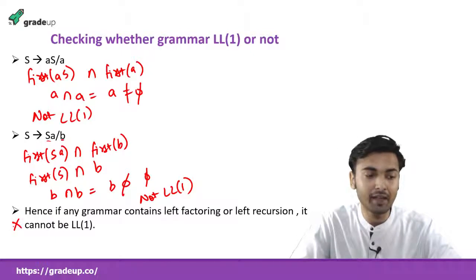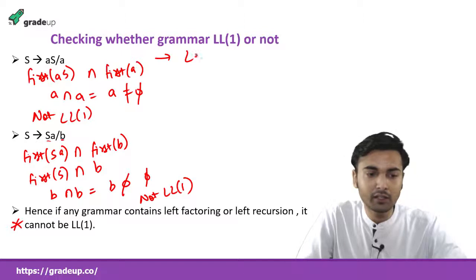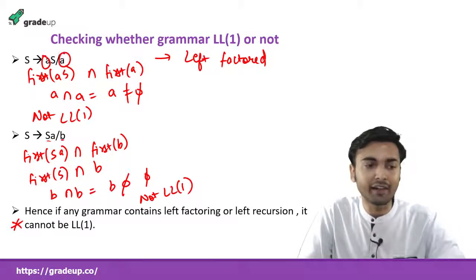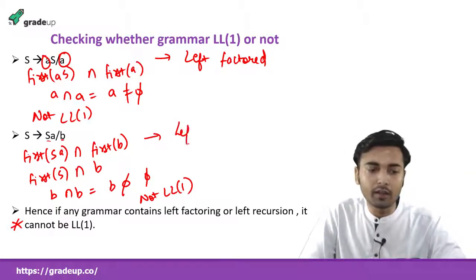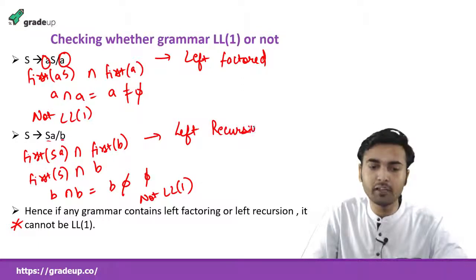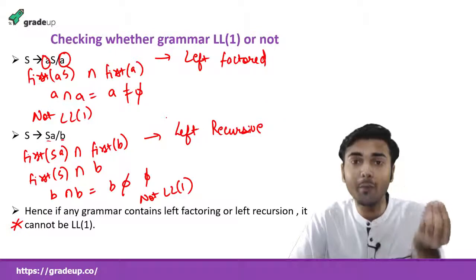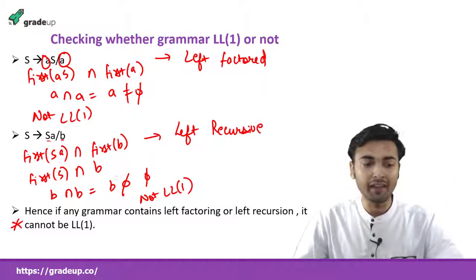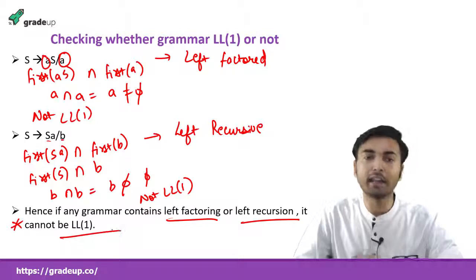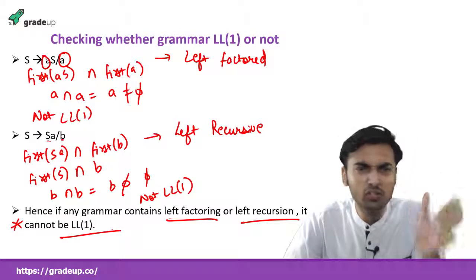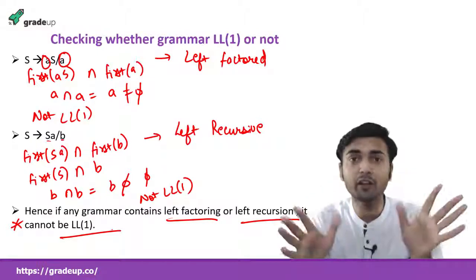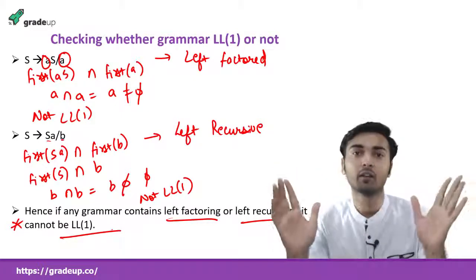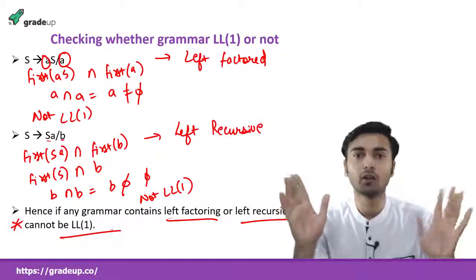Now see the main conclusion. Here it is. See, is this grammar left factored or not? See, left factoring, both sides A. Is this grammar left recursive or not? So, if your grammar is either left factored or left recursive, it cannot be LL1. Same thing I have written. If any grammar contains left factoring or left recursion, it cannot be LL1. So, you don't need to check anything directly. If your grammar contains left recursion, directly you can say it is not LL1. Got it? Any problem now? LL1 is over. Any doubt in this?